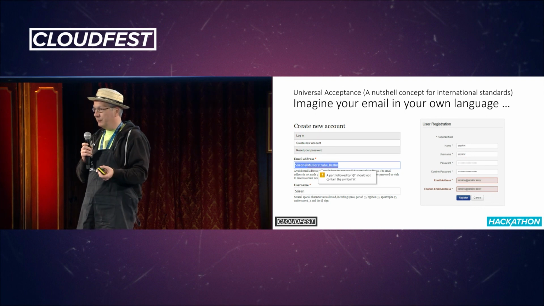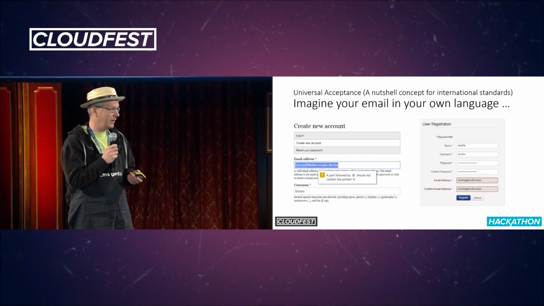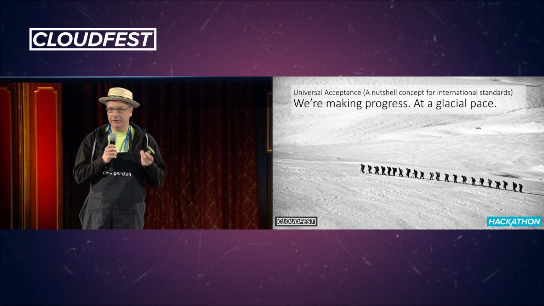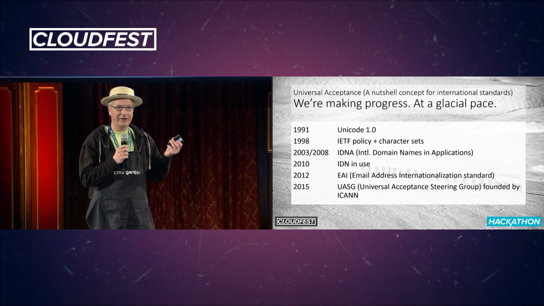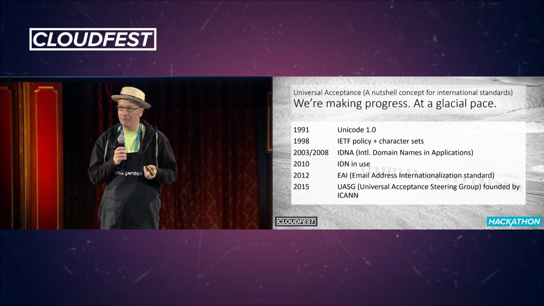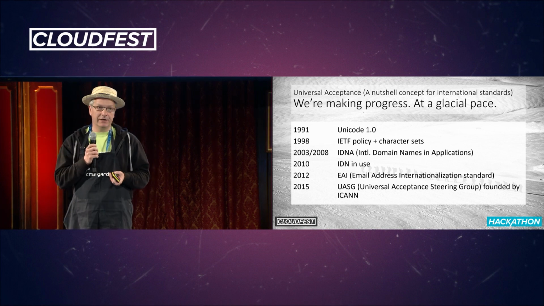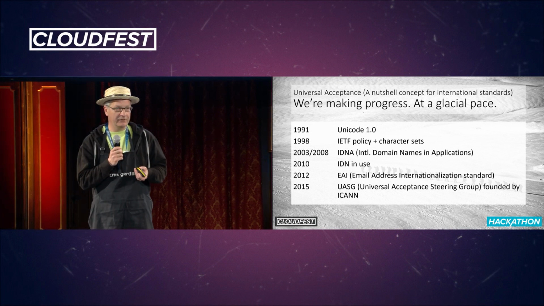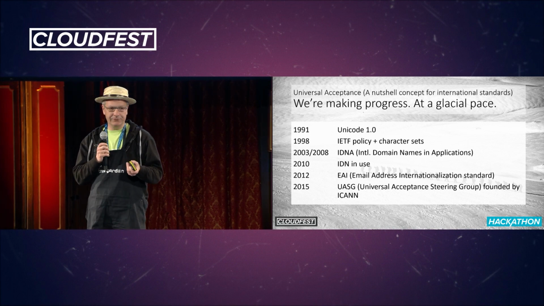I don't understand the problem, so we started to read about standards, and we had a really deep dive in the internet history. We started in 1991 with the first specification of Unicode, and we stopped in 2015 as the Universal Acceptance Steering Group from ICANN was built to create awareness for the problem. So what kind of awareness?